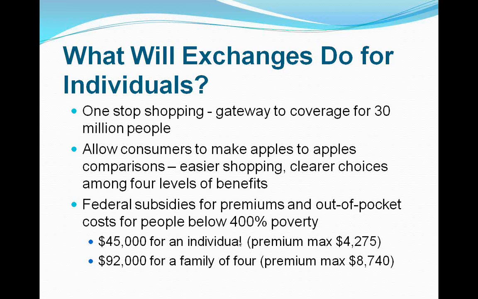400% of poverty for an individual is $45,000. And for a family of 4, it's $92,000. So it's fairly generous. By comparison, the Massachusetts exchange only went to 300% of poverty. So this is more generous than anything else out there right now. And the premiums are capped at a share of income, so that an individual at $45,000 income will pay no more than $4,275 for their premium because it's set as a share of their income.